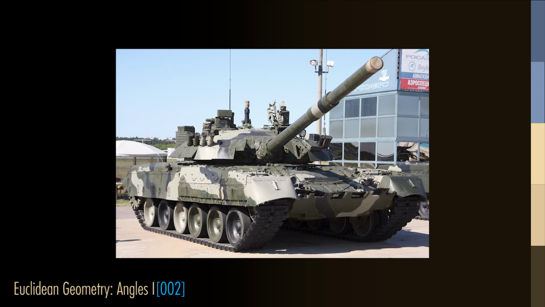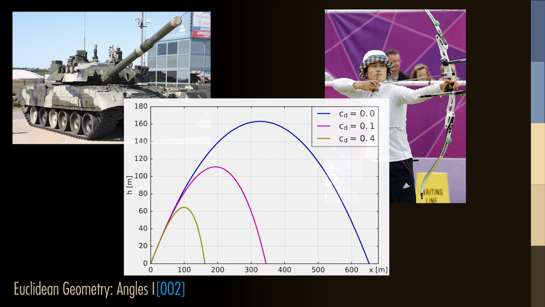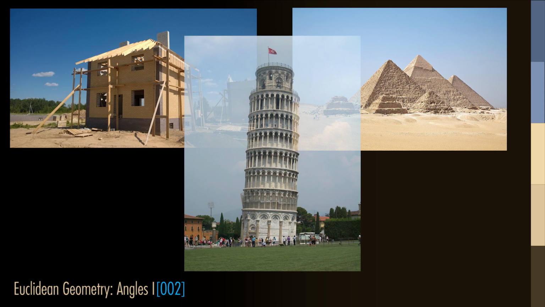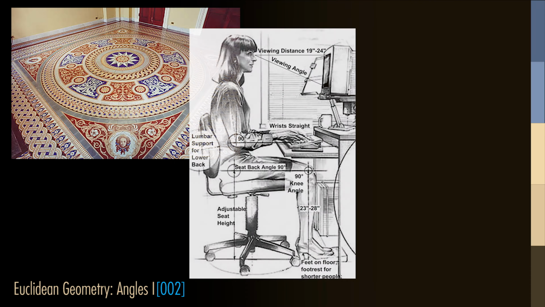Angles. You will encounter them everywhere in your life and in the world. Whether it's shooting a shell from a tank or a simple arrow, the angle at which the projectile starts its flight determines all. Constructing a house or a pyramid, if you want it to keep standing up, let alone look pretty, you better get your angles right or you might get into trouble. Tiling a floor, sitting on a chair, it will all go a lot smoother and better if you have at least a decent understanding of what angles are and what they allow you to do.